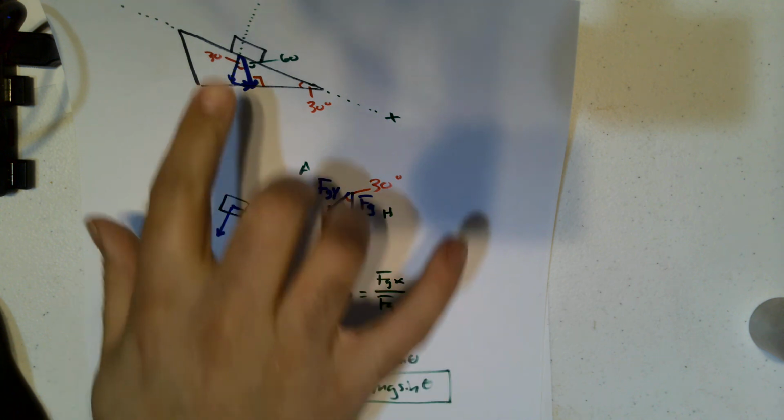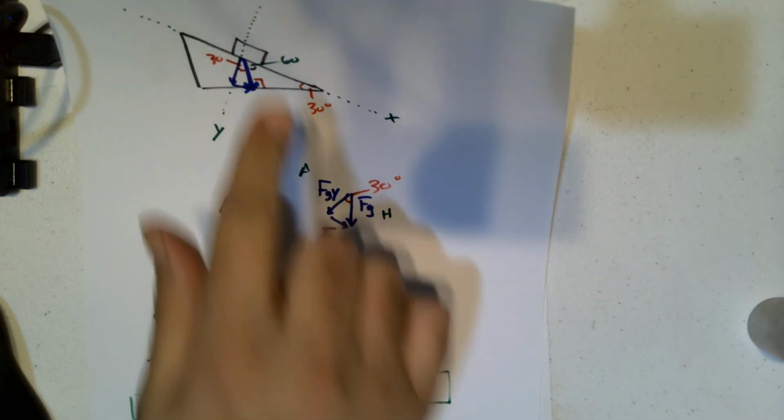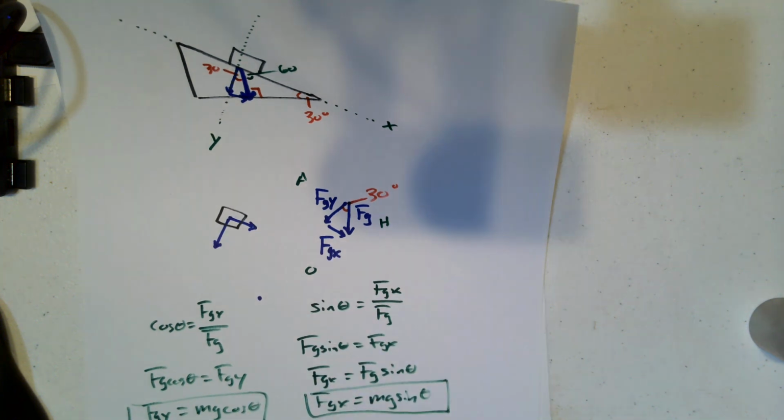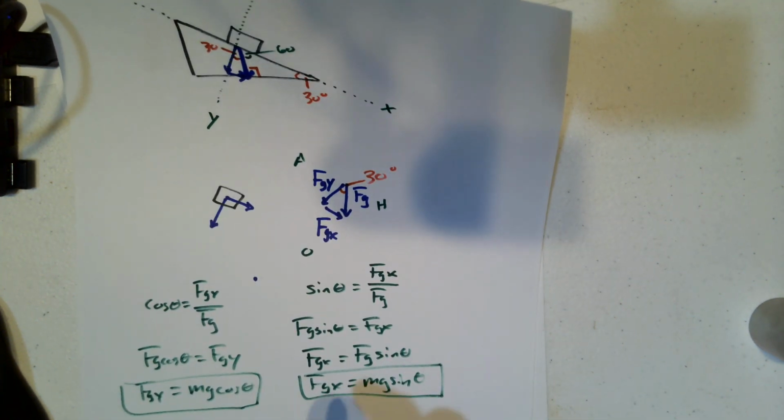So I would say if you can draw this yourself and prove this to yourself, it's a big step in getting you to understand that F_gx is this value here and F_gy is this value here, and what we've done is we've written them in terms of the angle of the incline.